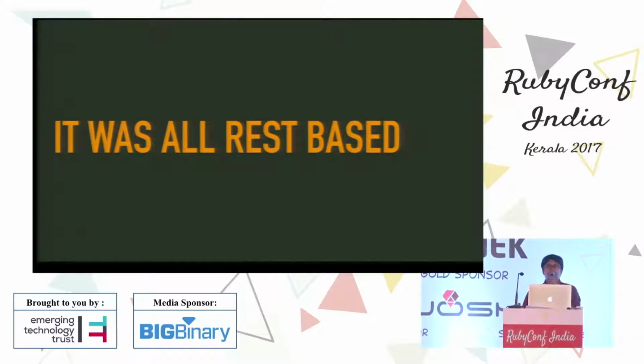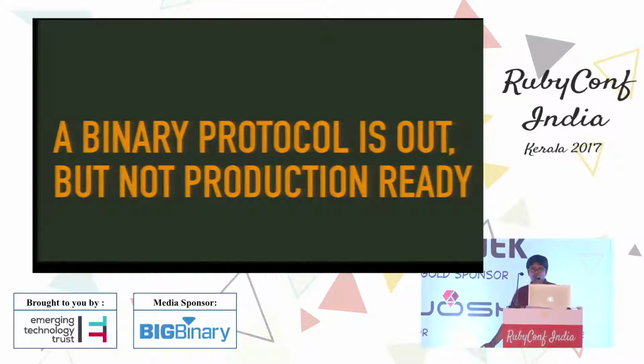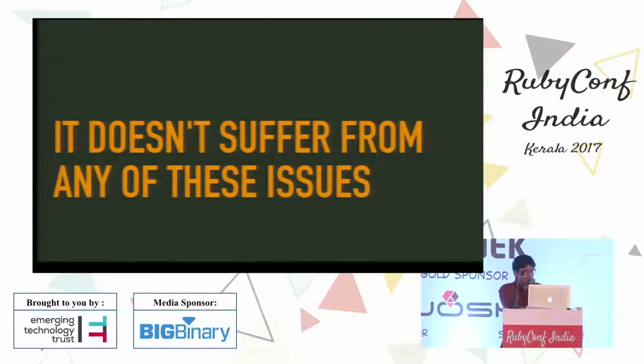Anybody who attended yesterday's talk or unconference about distributed systems would have heard from our moderator what kind of pain HTTP can be. Right? When we are talking about a database, we want to make it fast. But like I said, it was REST-based, though this is being addressed now. A binary protocol is out. I wouldn't call it production ready yet because our team is not ready to use it in production, but it will be in a few years. And you can always use the JDBC connector from Java. It is fast, and it doesn't suffer from the issues the Ruby adapter does.